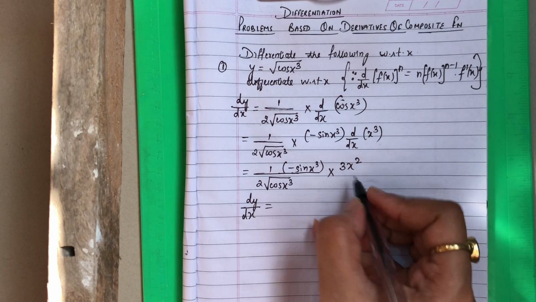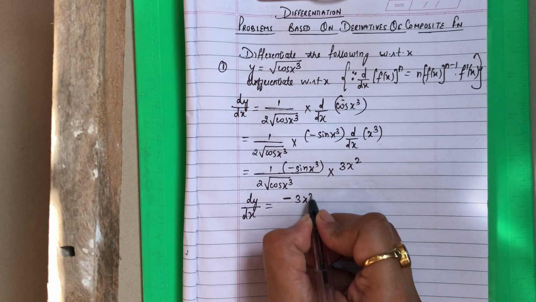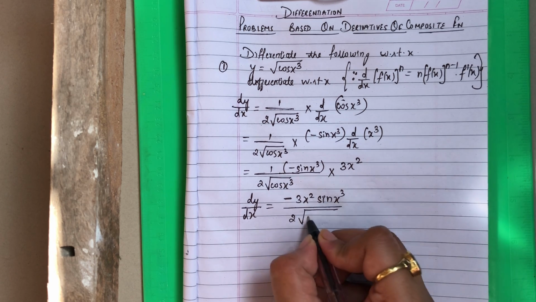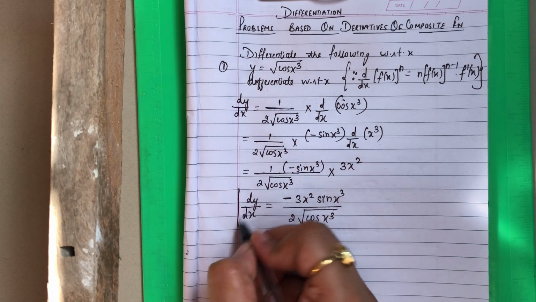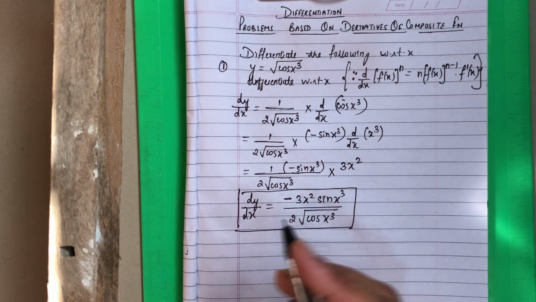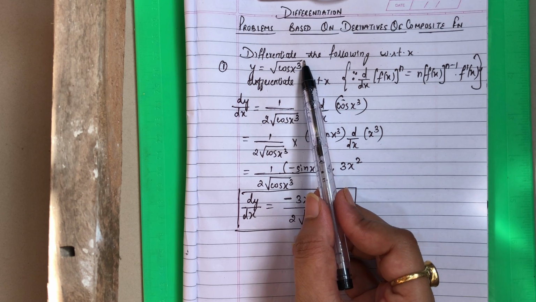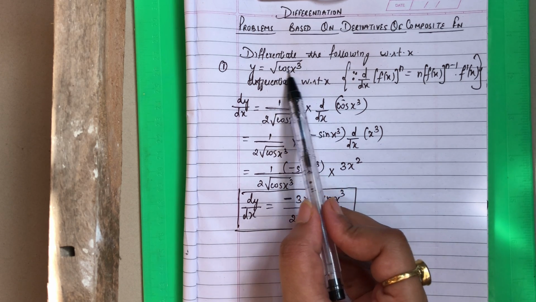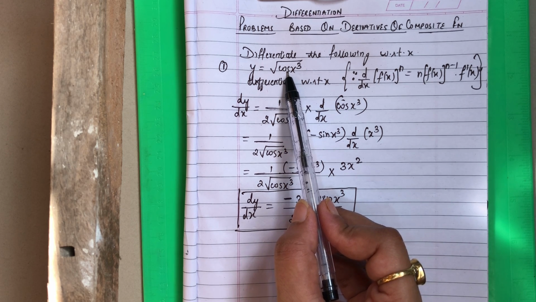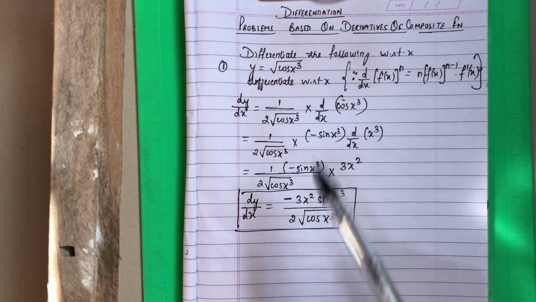Write down this answer properly. dy by dx is equal to 3x square in front and minus sign, minus 3x square sine x cube upon 2 root cos x cube. This is the value of dy by dx. So understood guys, we are applying the chain rule. First you need to differentiate the square root, take the cos x cube as function, then again differentiate cos, take x cube as the function, and then last d by dx of x cube.